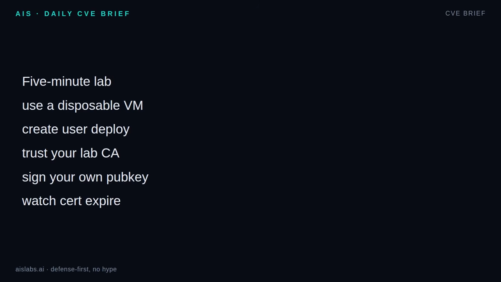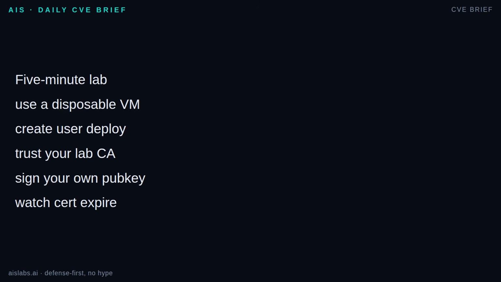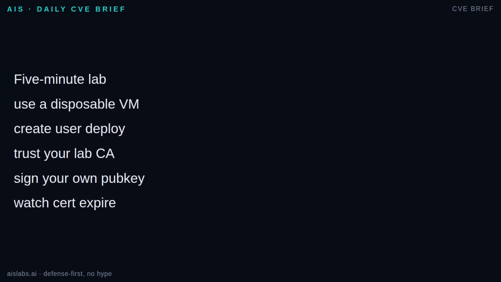Try this only on your own lab VM. Create a local username deploy. Generate a lab CA key. Copy only the CA public key into /etc/ssh/user_ca.pub and add the TrustedUserCAKeys line in a drop-in file. Test config with sshd -t, then reload the service.